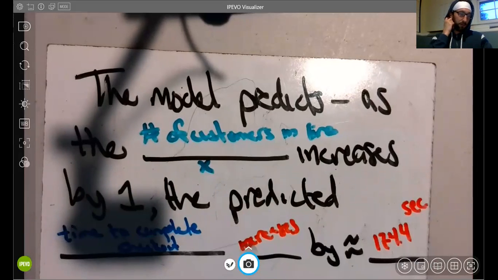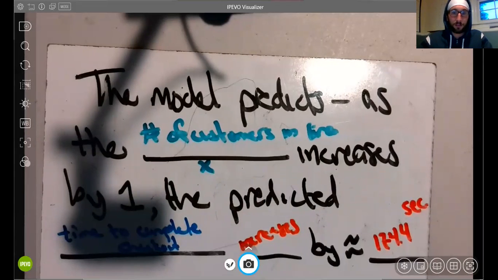Wait a second. Did I use the wrong number? Hold on a second. Oh no, I didn't. All right, cool. Sorry, I freaked out for a second right there. I thought I used the y-intercept by accident, but I didn't. My bad.